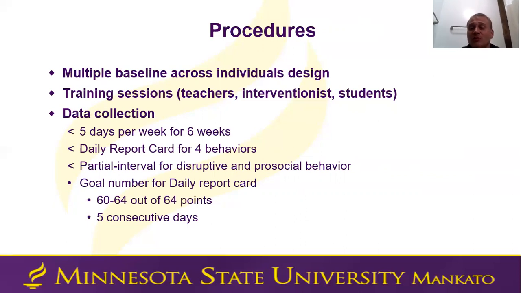Once a participant reached 5 consecutive days of achieving a score on the daily report card of 60 to 64 during the implementation of the Second Step, this triggered the interventionist to start the intervention with the next participant. So after participant 1 has met 5 consecutive days of achieving 60 to 64 points on the daily report card, participant 2 will be moved into the intervention and receive the Second Step as well, and so forth for participant 3 and participant 4.